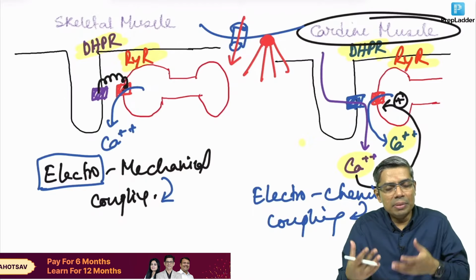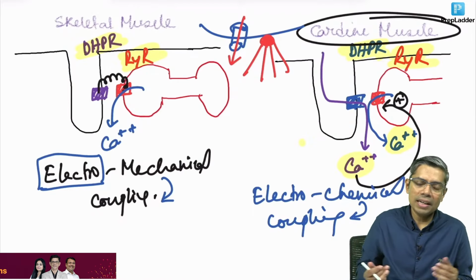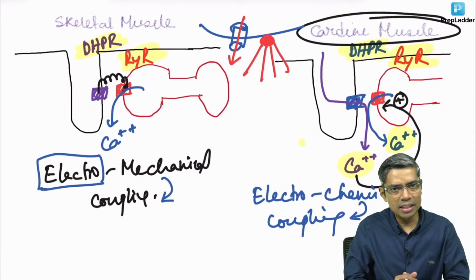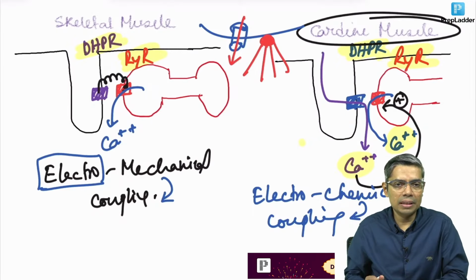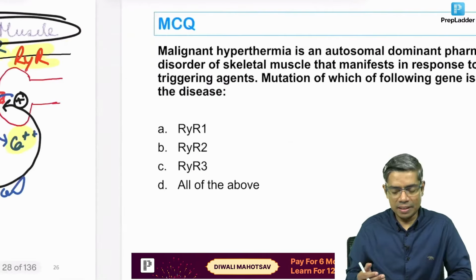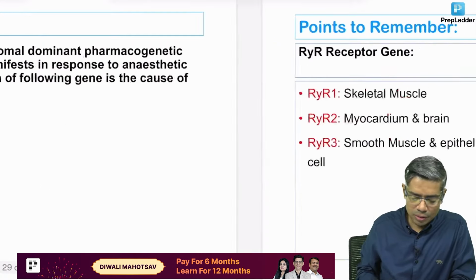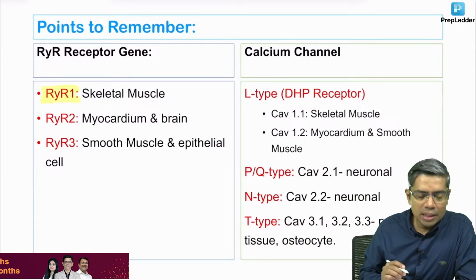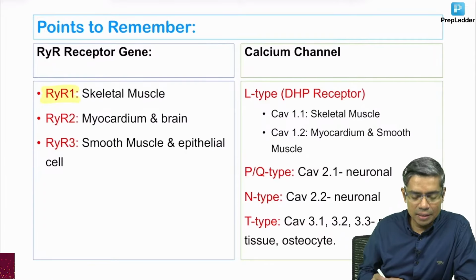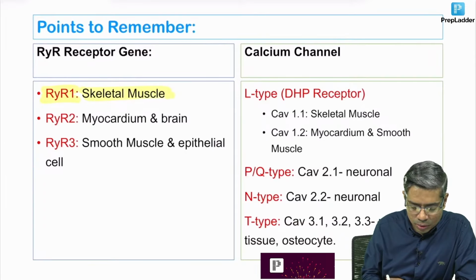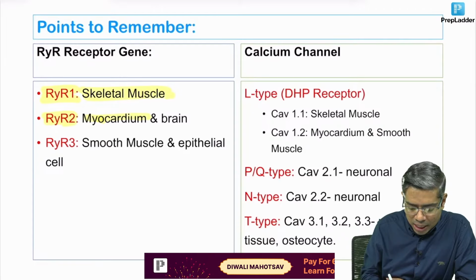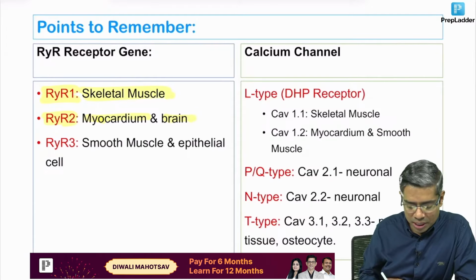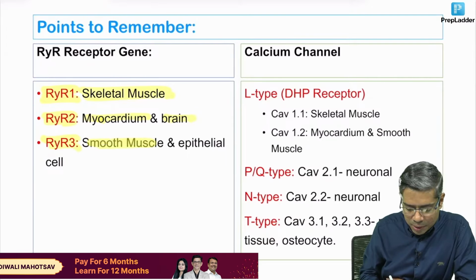So why are they behaving differently? Although they have the same name of channel, RYR and DHPR, why do they behave differently? Because different subvarieties of channels are present in cardiac and skeletal muscle. You have to remember that the ryanodine receptor channel has three subvarieties: RYR 1, 2, 3. RYR 1 is dedicated to skeletal muscle, RYR 2 to myocardium and brain. So remember brain extra, and RYR 3 is present in the smooth muscle.